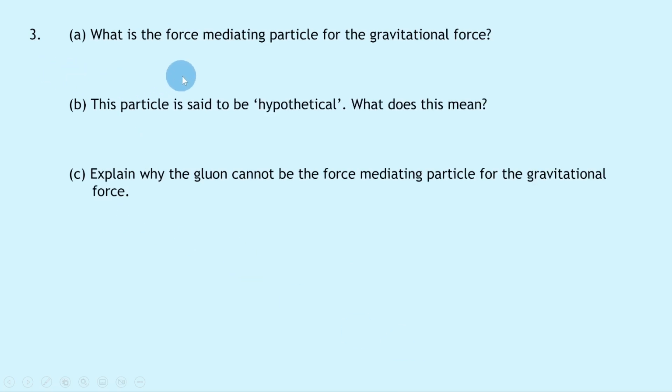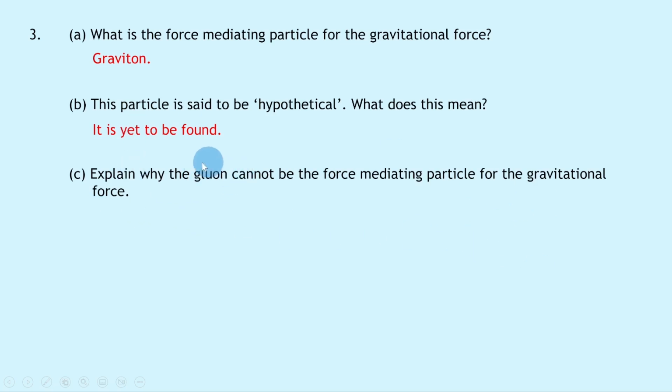Question 3 part A says what is the force mediating particle for the gravitational force? Well, remember that is the graviton, and it then says in part B, this particle is said to be hypothetical. What does this mean? Well, remember it means it is yet to be found, it's yet to be discovered, so we can't add it onto the standard model yet. And lastly, part C says explain why the gluon cannot be the force mediating particle for the gravitational force.